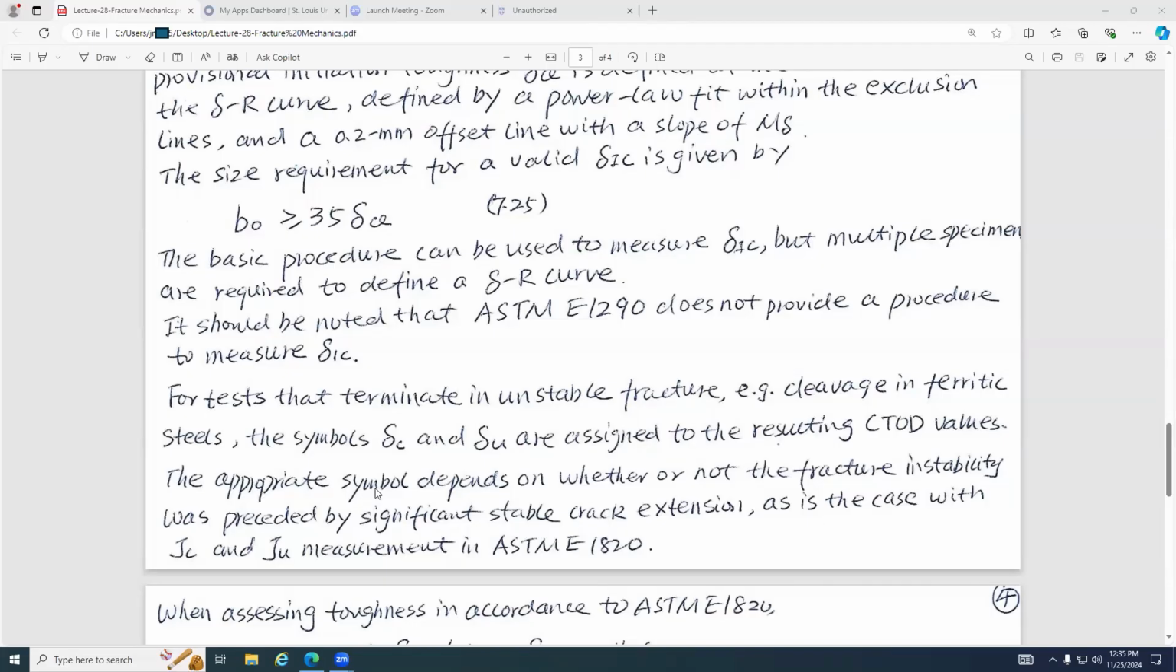So as you can see, the property symbol depends on whether or not the fracture's instability was preceded by significant stable crack extension, as in the case with JC and JU measurement in ASTM. JC is comparable with delta C, and JU is analogous to delta U. But be very careful.